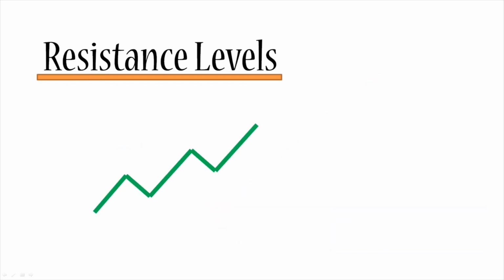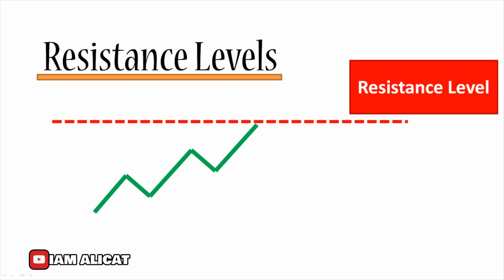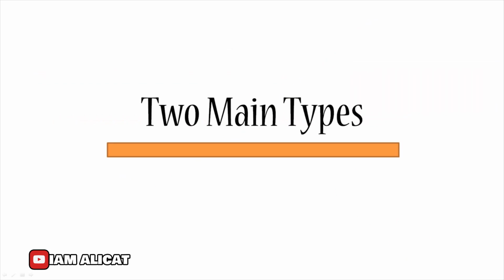Now resistance levels. They're very similar, but they're the opposite. They're above the price. A resistance level puts pressure on the price and acts as a barrier for the price going upwards. Once again, generally speaking, there are three possible outcomes. Either the price bounces off the resistance level and goes down, or it can test the resistance level and then go down, or it can cross the resistance level and there'll be a strong impulse in the direction of the trend. There are two main types of support and resistance levels, and these are historical and psychological.